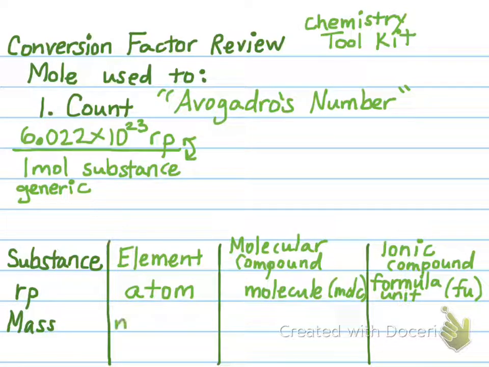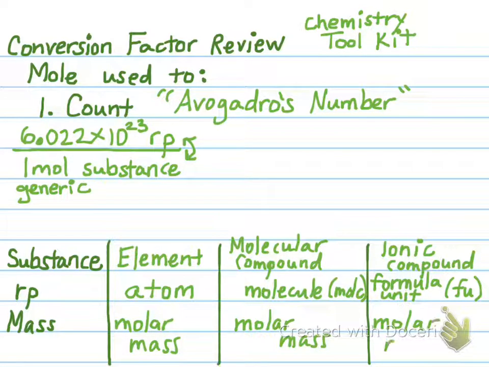For mass, these are all just molar mass. We can find the molar mass of any of these. All we have to do is add up the masses of the elements that are in it using the masses from our periodic table.